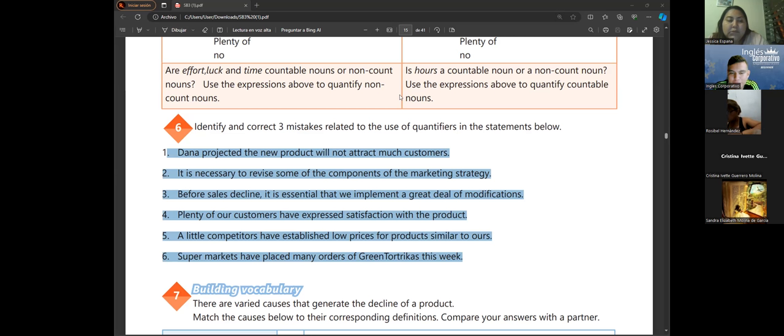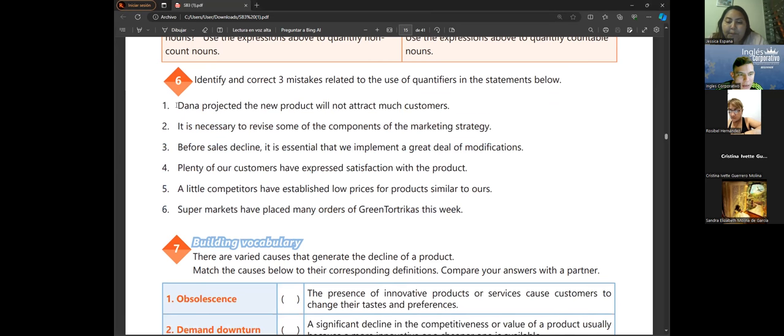Okay, there we go. It's time to solve the exercise together. For example, it says the new product will not attract much customers. Is there any mistake in sentence number one? Yes, it is. What is the mistake? It's many customers. Very good.